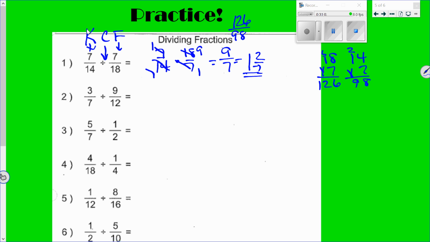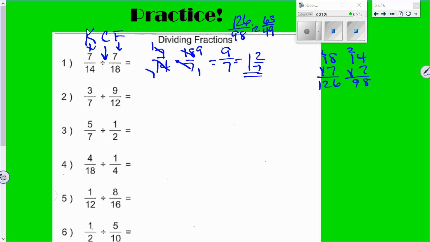What can I divide both those by? Because we always still have to simplify, right? What can I divide 126 and 98 by? 2. Good. So I can divide those both by 2. That's going to give me 63 and 49.